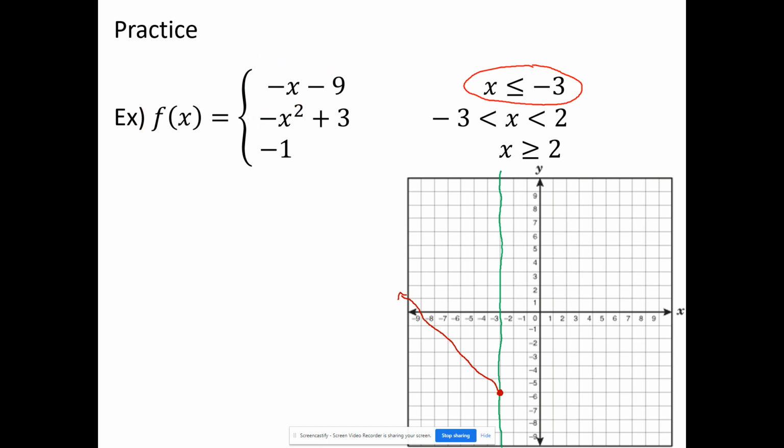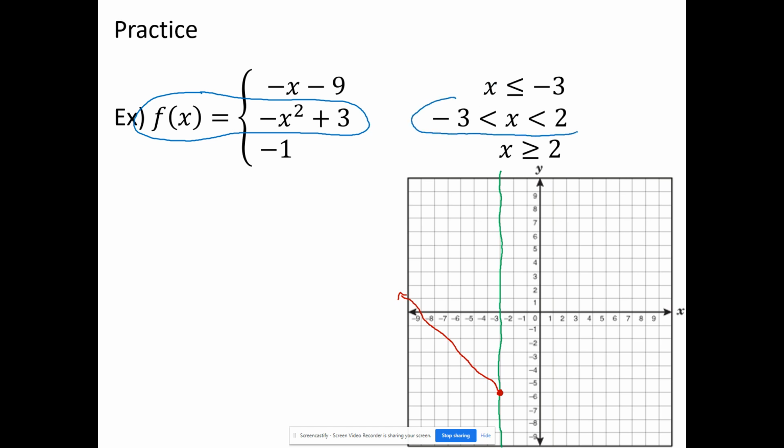And the next function, I'm going to use a different color. I'm going to use blue on this one. It's the function f of x equals negative x squared plus 3. And we're going to use that in the domain, or the restriction, between negative 3 and negative 2. So I'm going to go ahead and show my restriction.